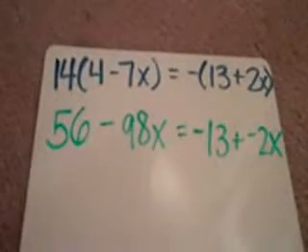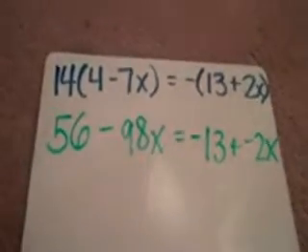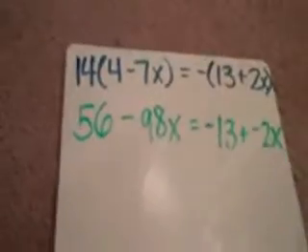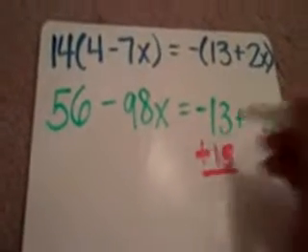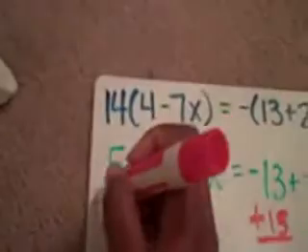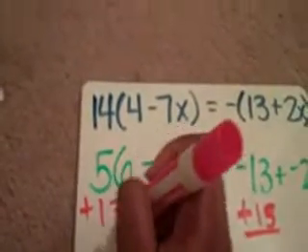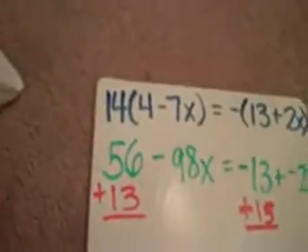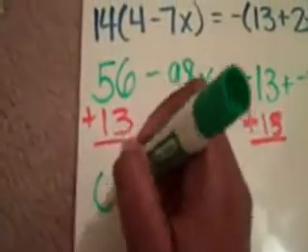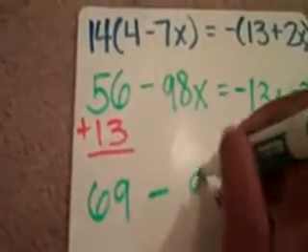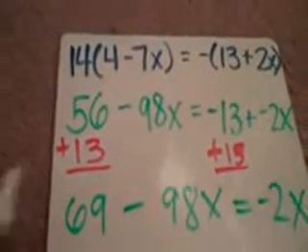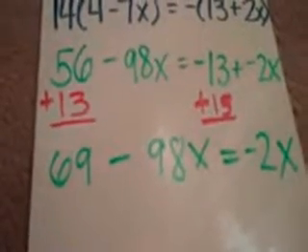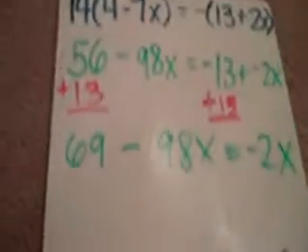Okay, so now I'm going to start bringing everything together. So first thing first, I am going to add 13 here. Just looks like it's a good thing to do, so I want to get rid of the negatives. So if I add 13 here, I'm left with 69 minus 98x, and that is equal to negative 2x. Okay, looks like I'm still going to have some negatives to worry about, but not really big ones.